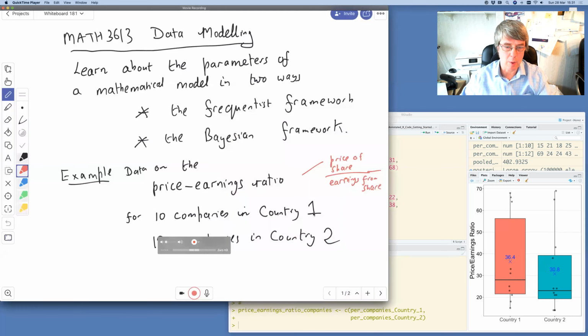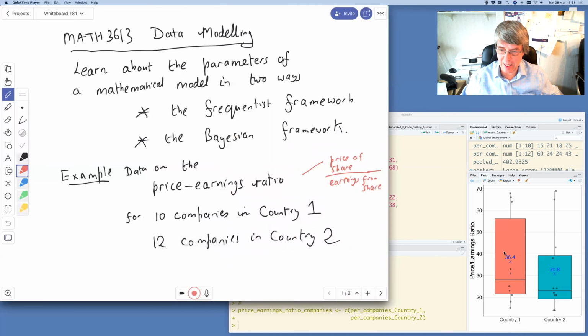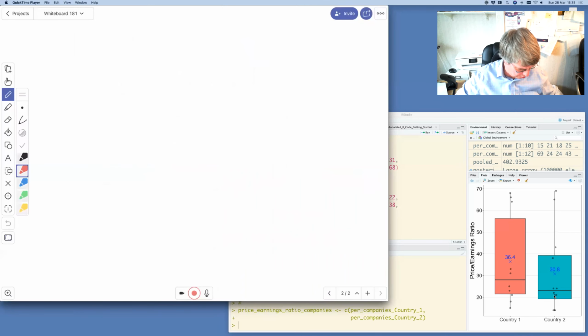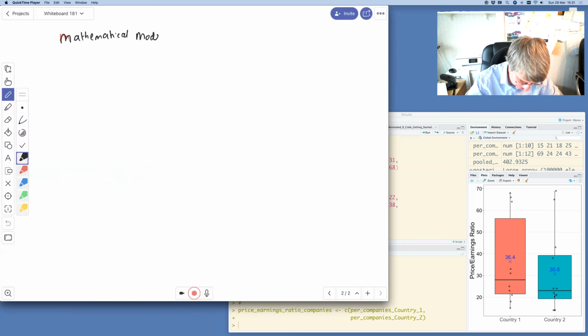So we have 10 data points from country 1 and 12 data points coming from country 2. In this display, I've slightly jittered or moved those data points so that they can all be seen, because there are some overlapping values. What we usually do is form a mathematical model. In particular, in this case, we could use Y to represent the price-earnings ratio.